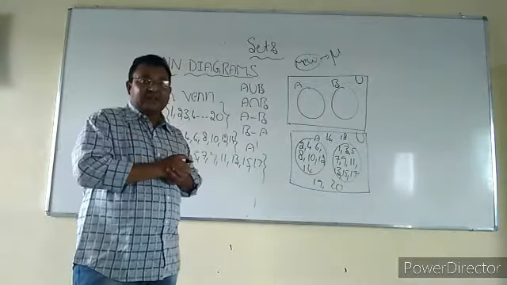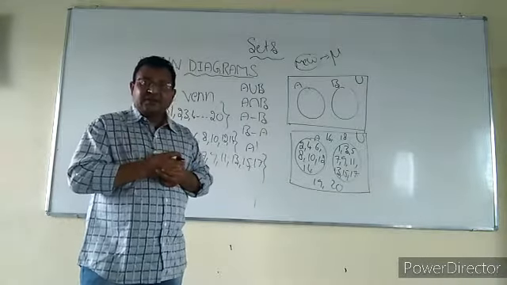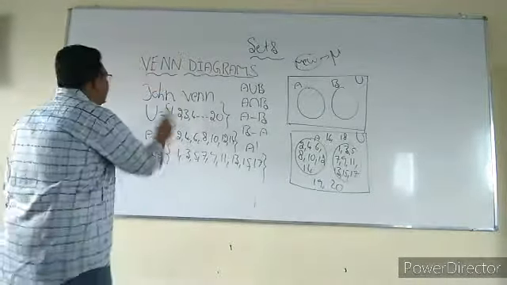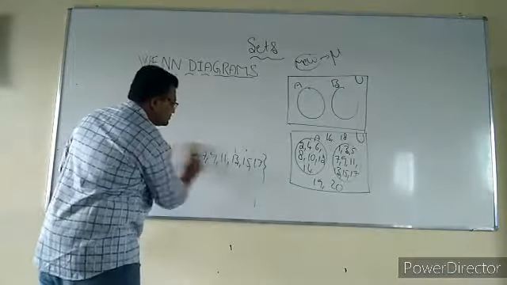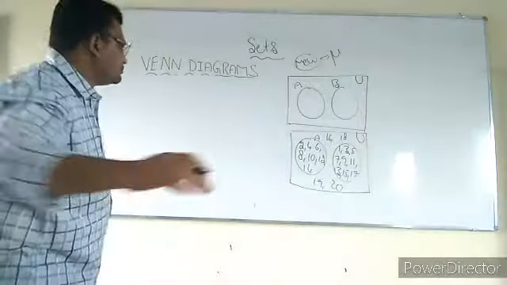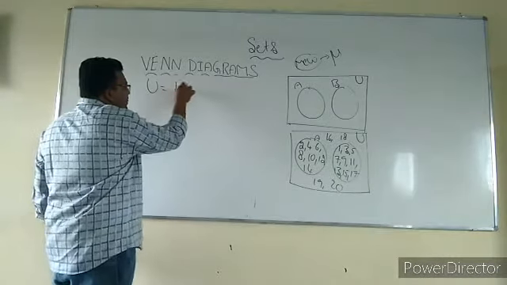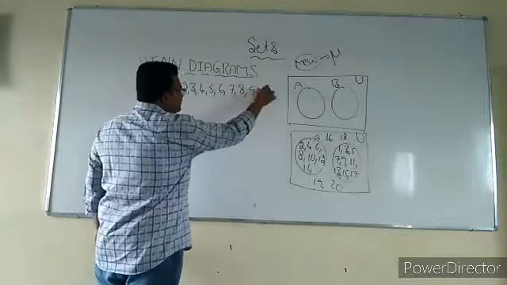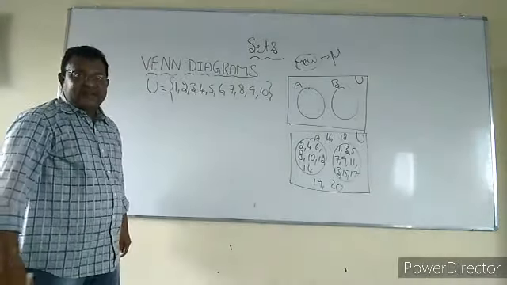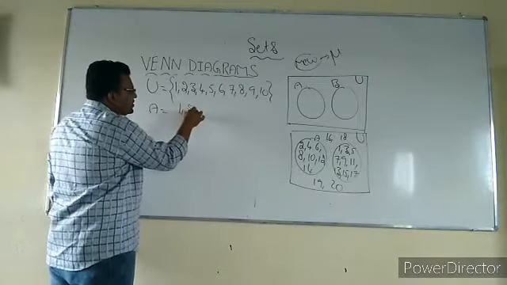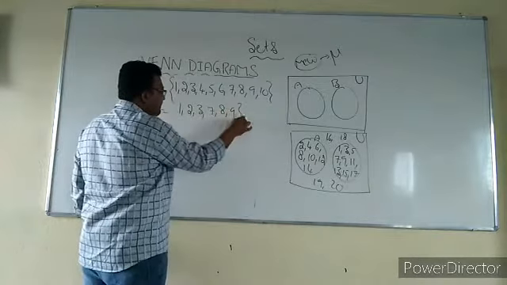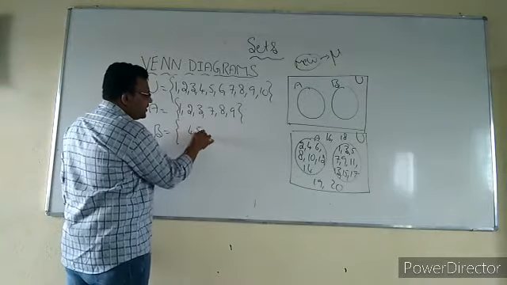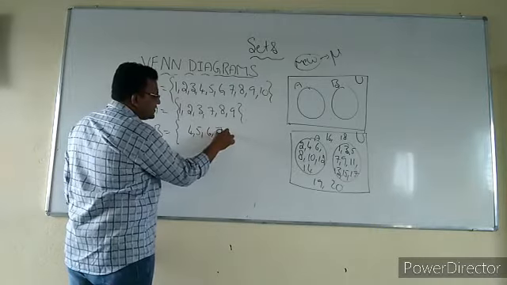Now we will see how to calculate A union B, A intersection B, A minus B and B minus A, and also the complement of the given sets. Now I will take one more example. U is equal to 1, 2, 3, 4, 5, 6, 7, 8, 9 and 10, the natural numbers up to 10. A is equal to 1, 2, 3, 7, 8, 9. B is equal to 4, 5, 6, 7, 8, 9.